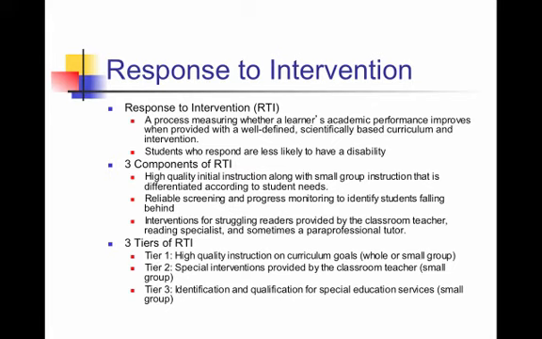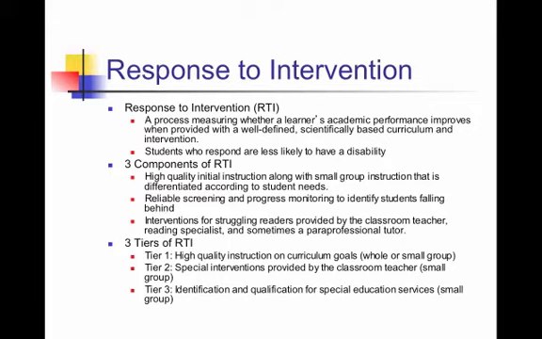So response to intervention is a process that measures whether a learner's academic performance improves when they are given a well-defined, scientifically based curriculum and intervention. Students who respond to this curriculum and intervention are far less likely to have a disability.